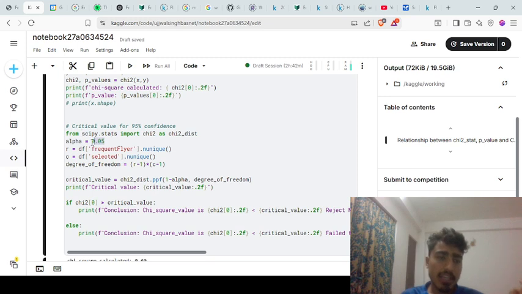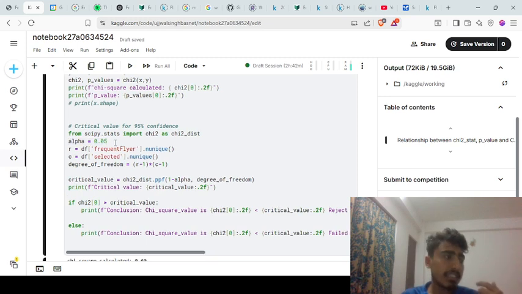As we have mentioned already in the previous theory slides, alpha is the level of significance, and r is the number of rows. This logic is generally what I have done in the code. First of all, I need to introduce the dataset on which I have performed this chi-square test.